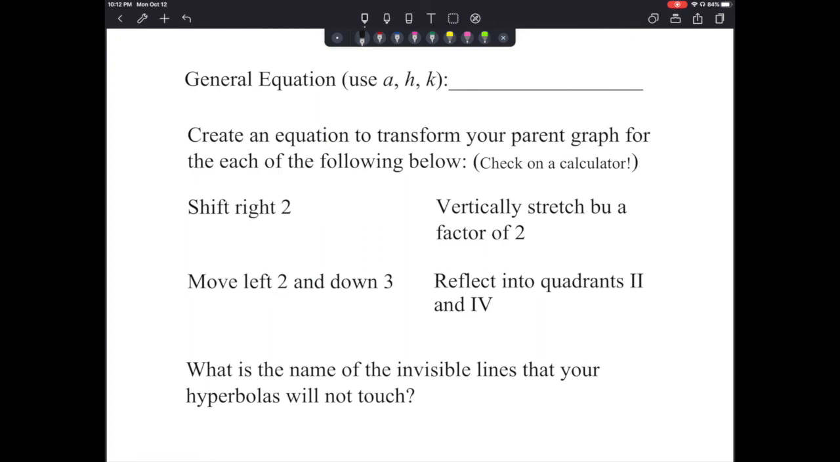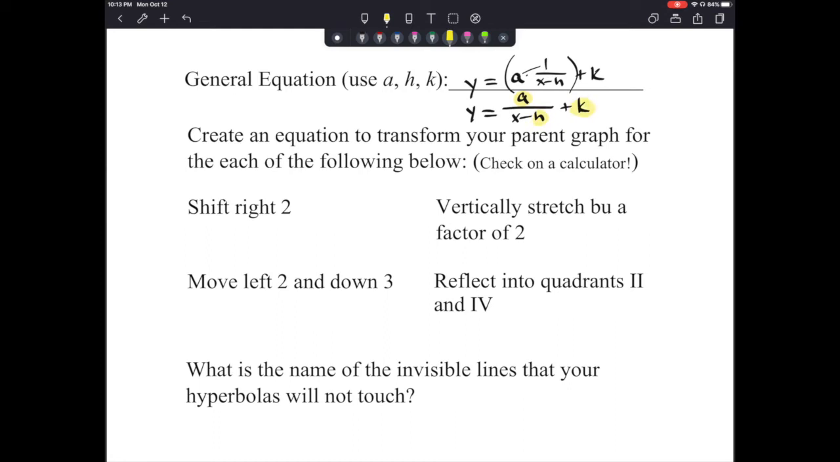All right, so a little bit about our rational functions. Our general equation will be y is equal to, you can either write it as a times 1 over x minus h, and then plus k, or you could write it as y is equal to a divided by x minus h, plus k. So when we multiply a times that fraction, we multiply the a times the numerator. Again, you see your stretch factor, your horizontal shift, and your vertical shift in the problem.